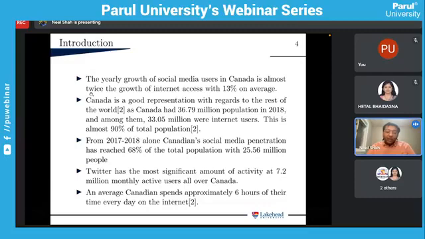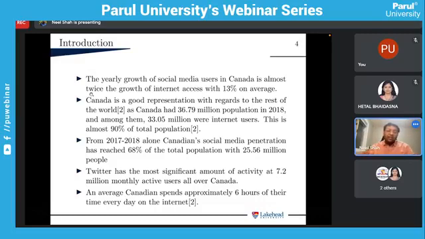Even on Twitter, in terms of Canada, Twitter has the most significant amount of activity, at almost 7.2 million monthly active users out of 36.79 million people in Canada, which is extremely high. It's almost a third of Canada active on Twitter on a monthly basis. So let's understand the second thing. If they are active users, how much time do they spend on the internet? And the answer is 6 hours.